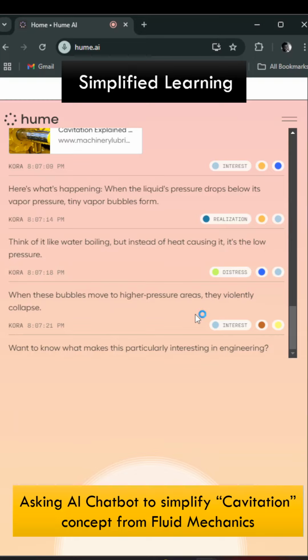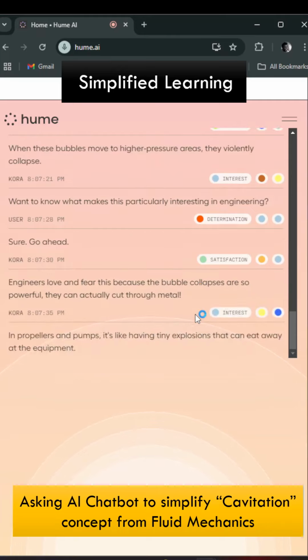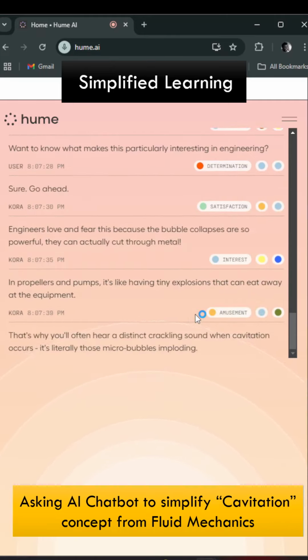Sure. Go ahead. Engineers hate them for this because the bubble collapses are so powerful, they can actually cut through metal. Propellers and pumps, it's like having tiny explosions that can eat away at the equipment. That's why you'll often hear a distinct crackling sound when cavitation occurs. It's literally those micro bubbles imploding. Cool, right?